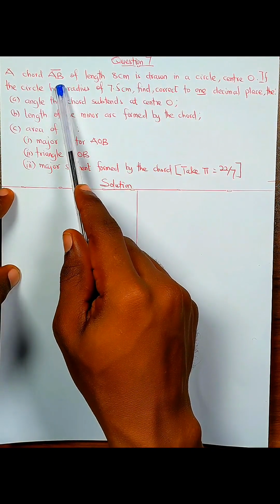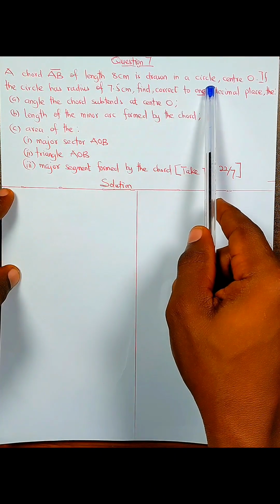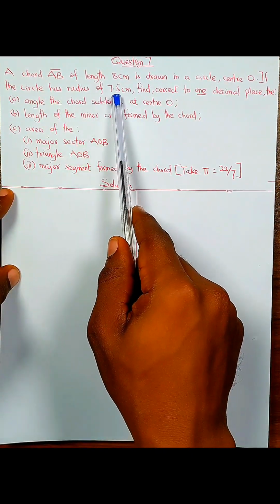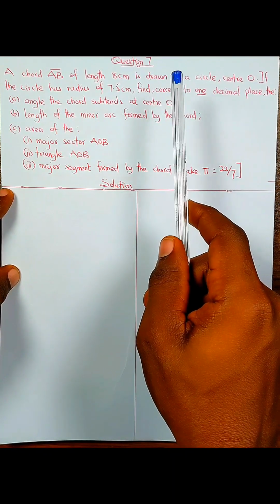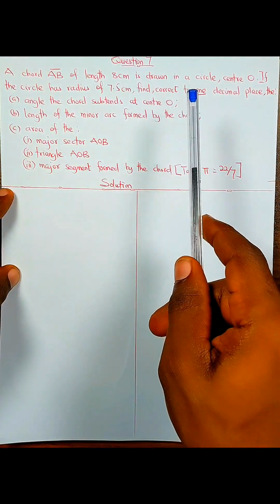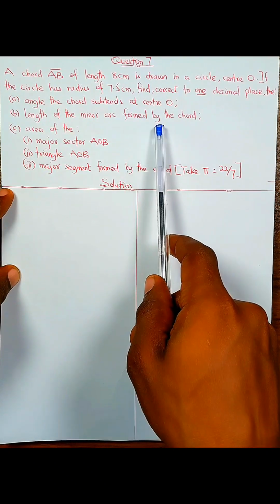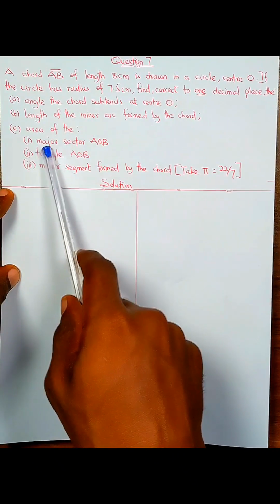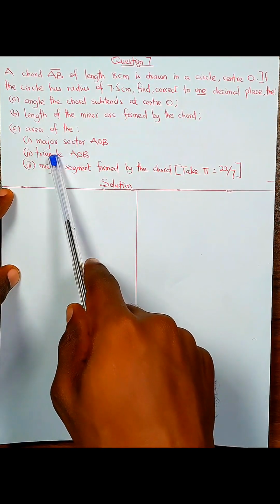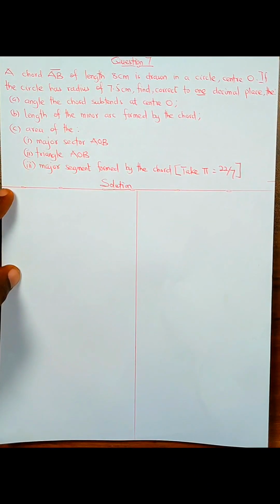and it says that a chord AB of length 8 centimeters is drawn in a circle, center O. If the circle has a radius of 7.5 centimeters, find, correct to one decimal place: (a) the angle the chord subtends at center O; (b) the length of the minor arc formed by the chord; (c) the area of the major sector AOB; (d) the area of triangle AOB; and (e) the area of the major segment formed by the chord, taking pi to be 22/7.